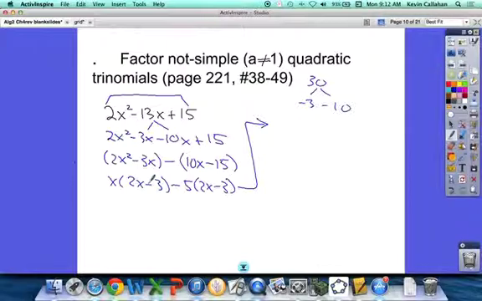Okay, so now we've got 2x minus 3 will be one of our factors, and the other one is x minus 5. Right? So it takes, if you count it, 1, 2, 3, 4, 5 steps. It's always the hard one.